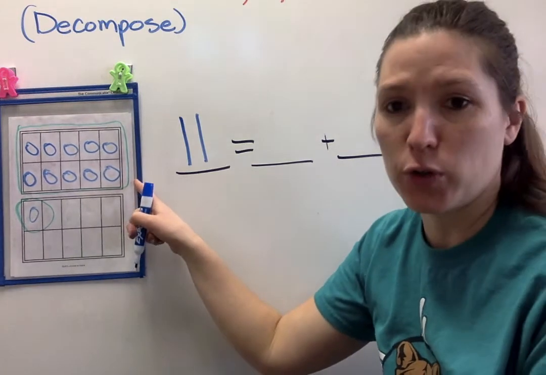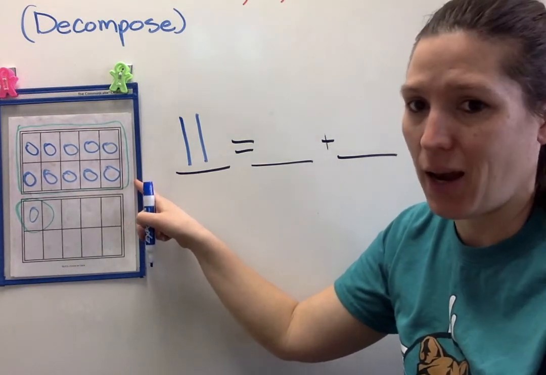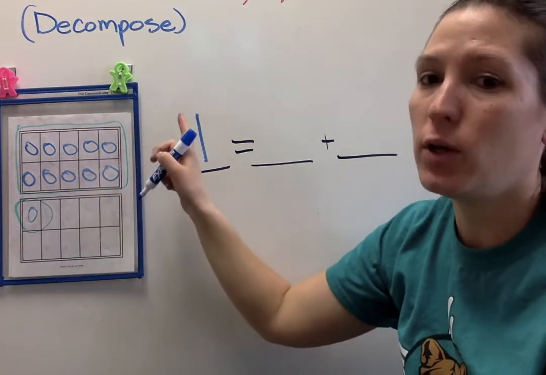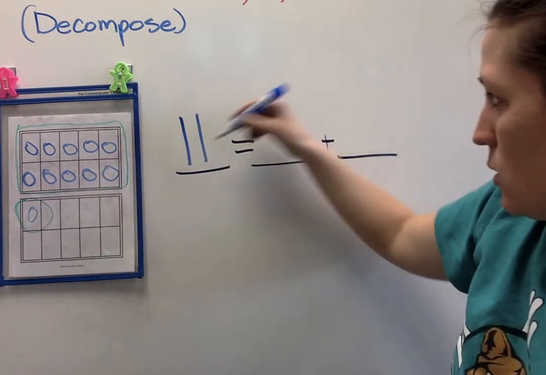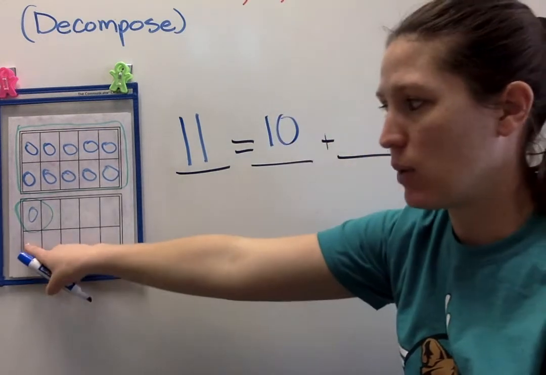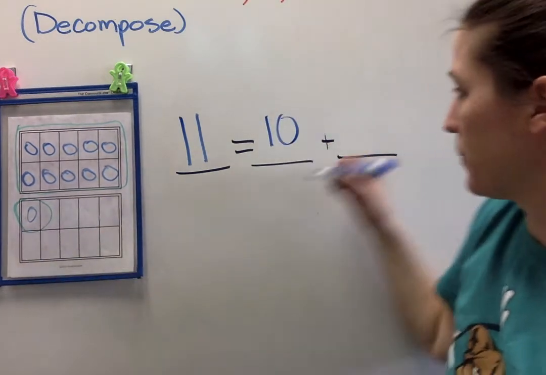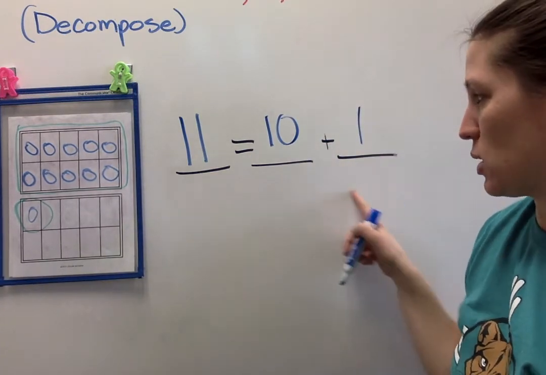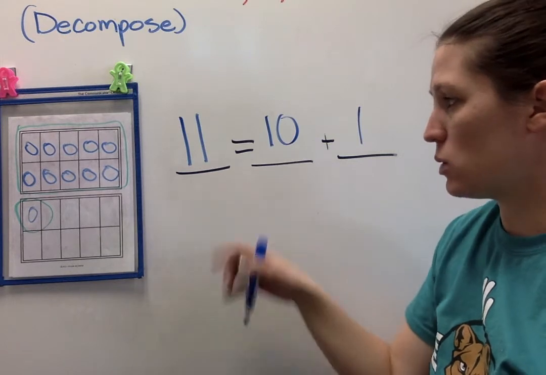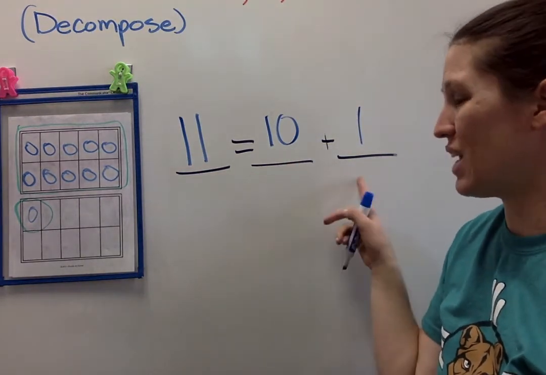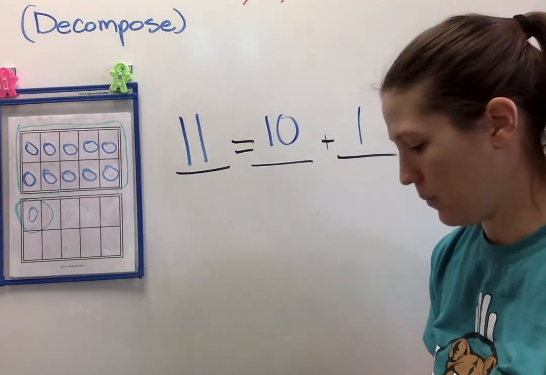How many in our first group? 10. I know it's 10 because I counted 10 and it's a 10 frame. All the windows are full. There are 10. 11 equals 10 plus, how many in the next group? 1. 11 equals 10 plus 1. 11 equals, which means we're decomposing, we're breaking apart. We broke it into two parts, a group of 10 and a group of 1.